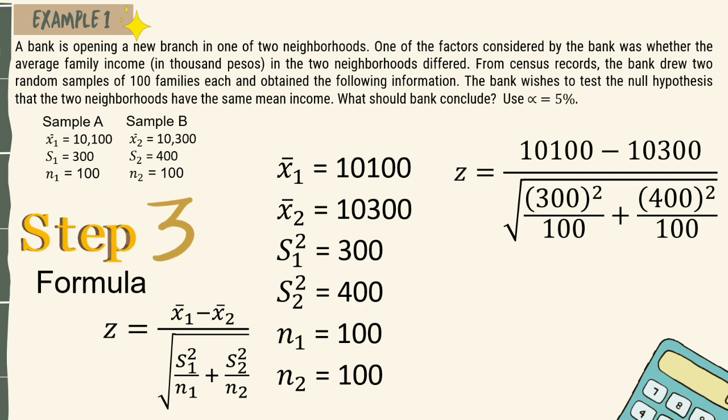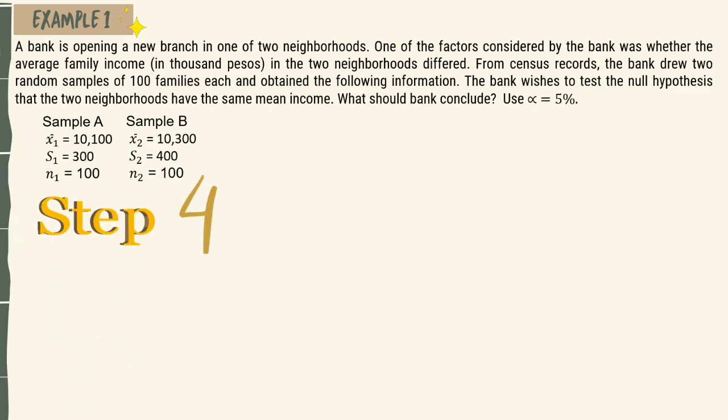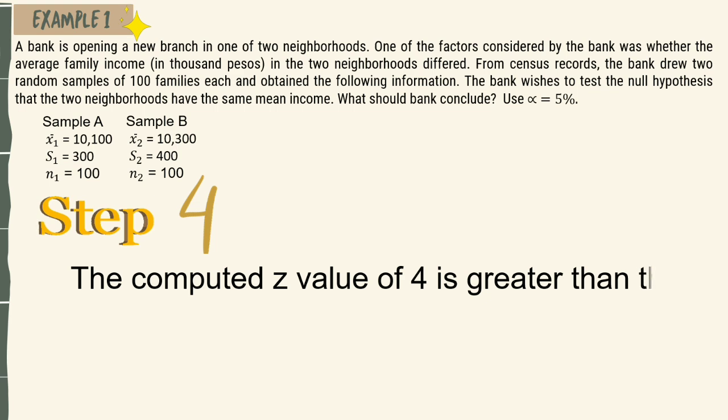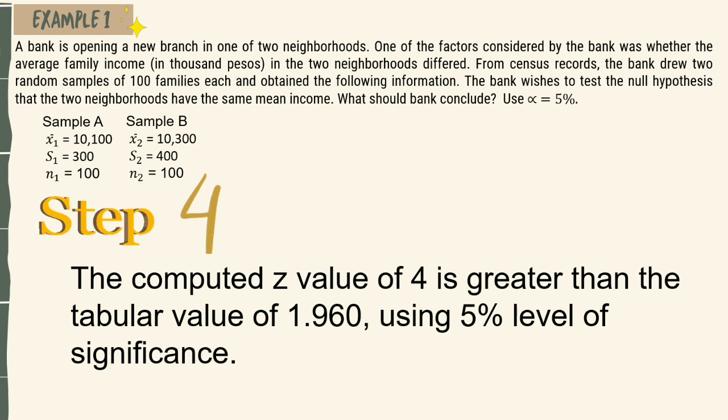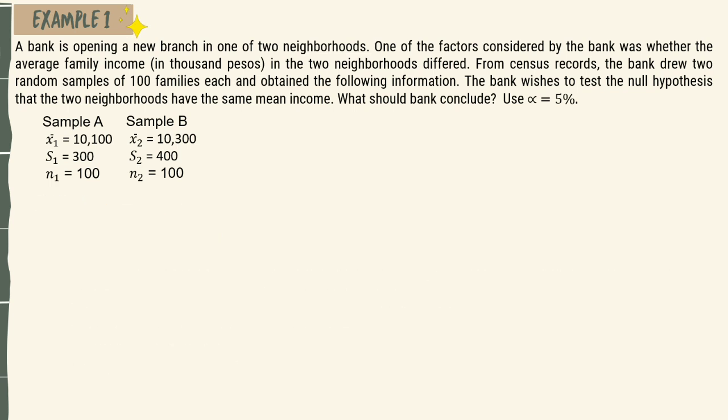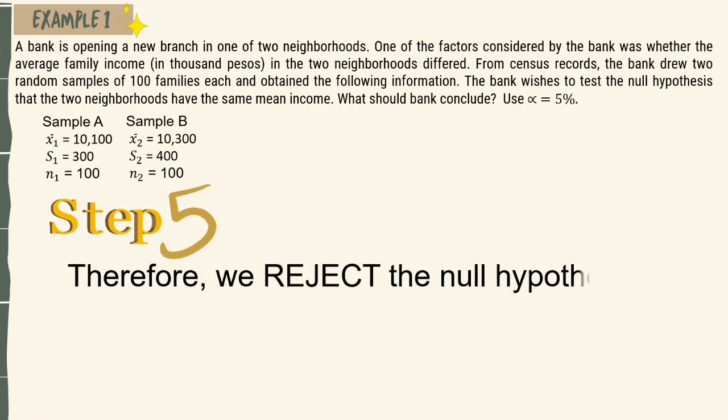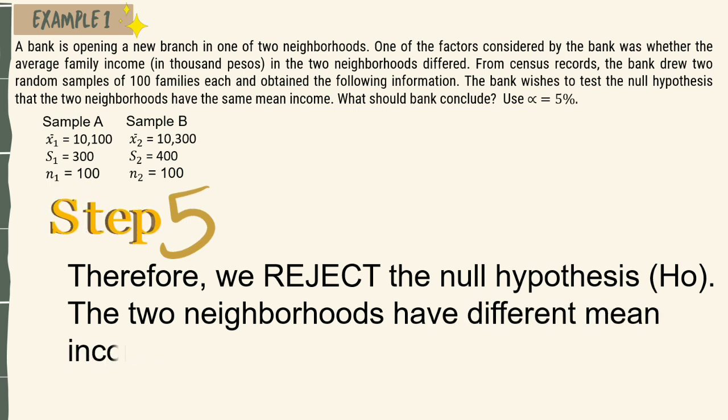Since we already found the given values, let us substitute each value to our formula. Z is equal to 10,100 minus 10,300 over the square root of 300 squared over 100 plus 400 squared over 100. So our answer would be Z is equal to negative 4. In step 4, the computed z value of 4 is greater than the tabular value of 1.96 using the 5% level of significance. And lastly, in step 5, therefore, we reject the null hypothesis. The two neighborhoods have different mean income.